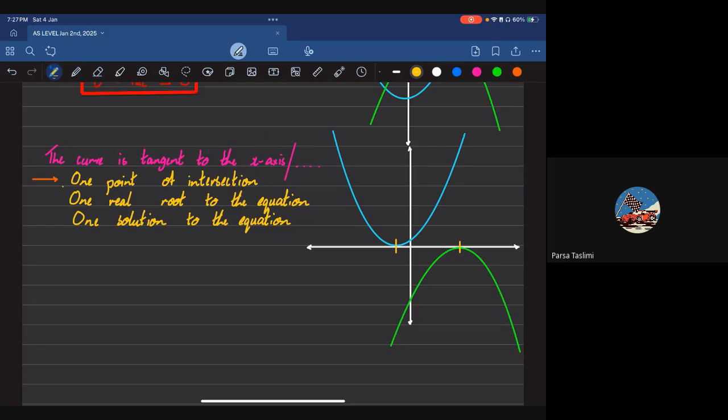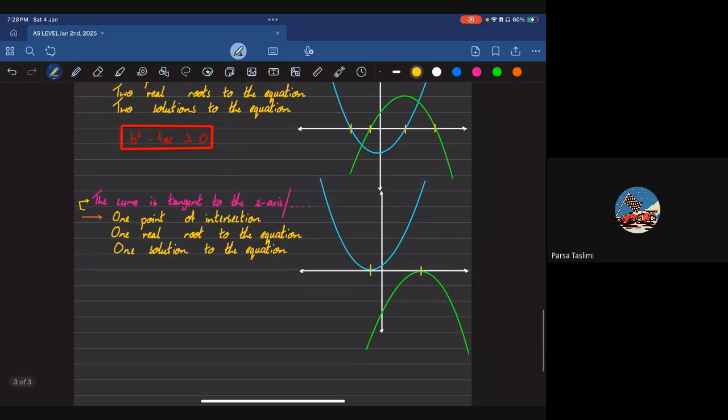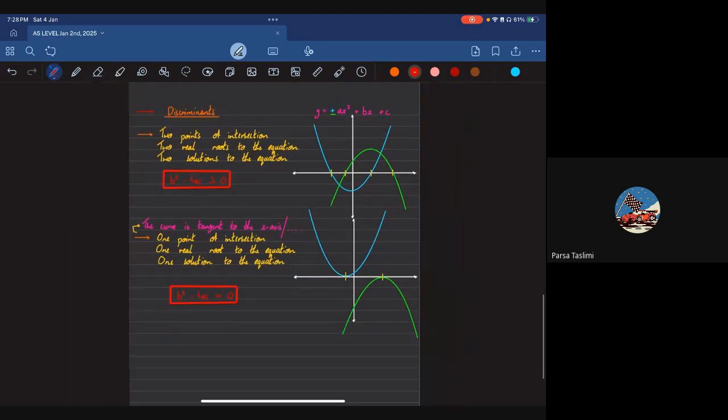Any issues with this? So I want you to know that this type of questioning or reasoning can come as well. Now, at the same time, your discriminant is just going to be equal to 0. So my discriminant is going to be equal to 0. Is this clear?